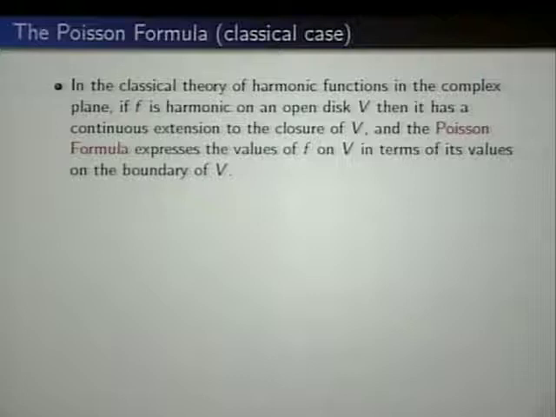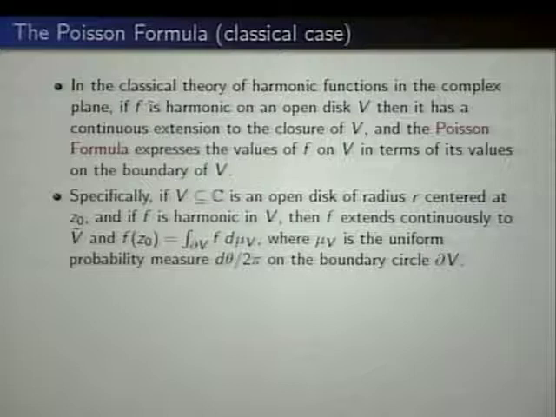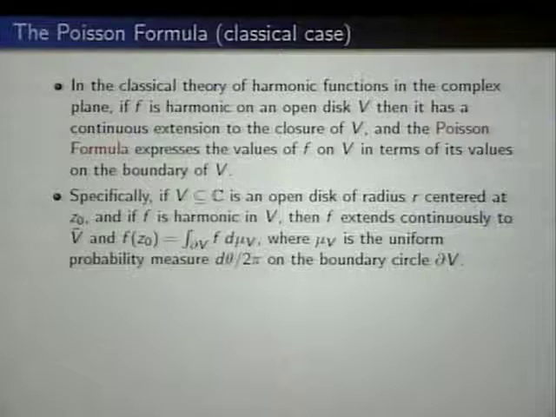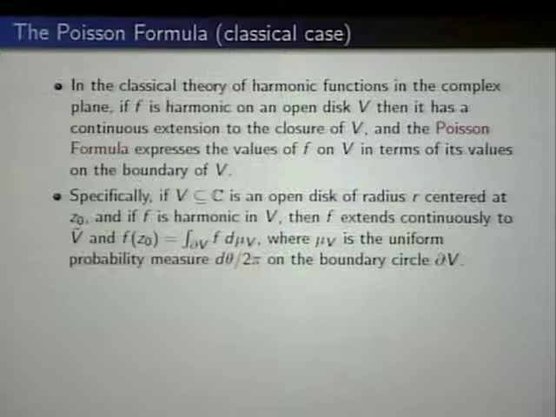And let's look at the case of a simple domain, because it's interesting what happens. So classically, if you have a harmonic function on an open disk, say, then it has a continuous extension to the closure, which is the closed disk. And the Poisson formula relates the values of f on the open disk to the values along the boundary. So for example, if V is an open disk of radius R centered at z0 in the complex plane, and f is a harmonic function, so it extends continuously, the value at the center is just the average value of f along the boundary. And so it's the integral of f against this measure mu_V, which is the uniform measure d theta over 2 pi on this boundary circle.